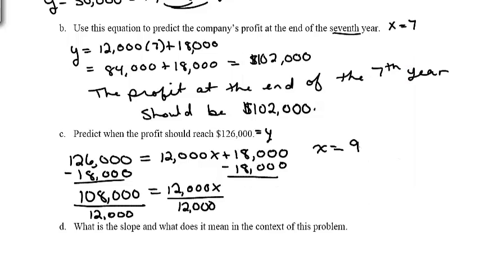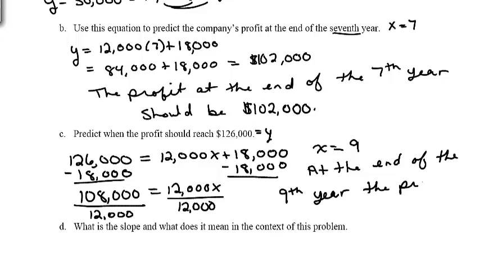And we get x equals 9. So at the end of the 9th year, the profit should be 126,000.